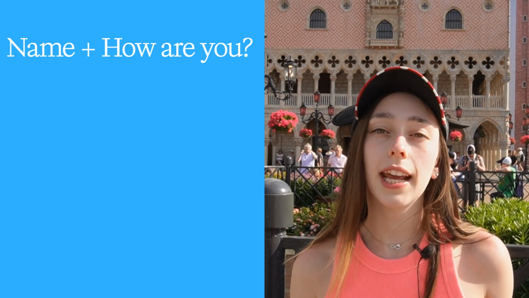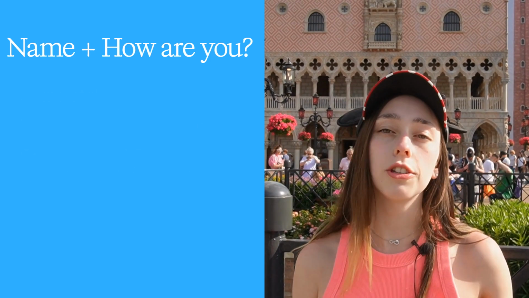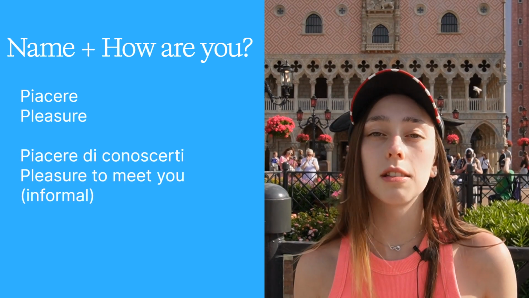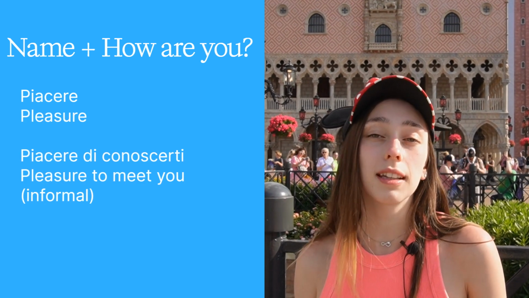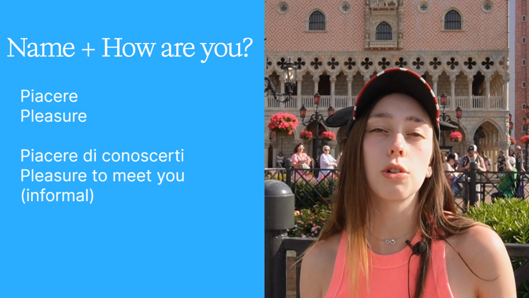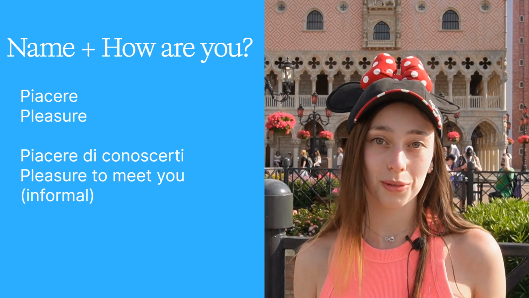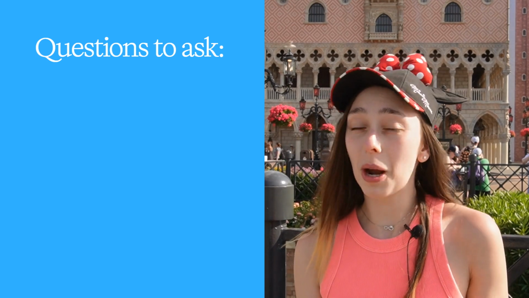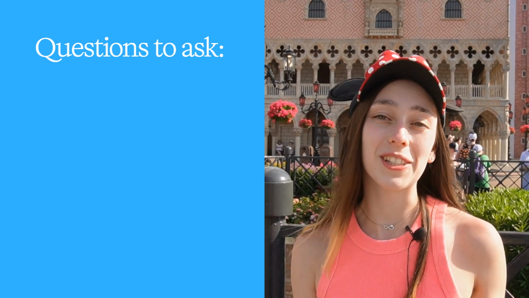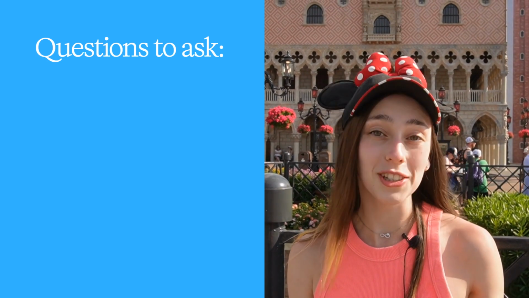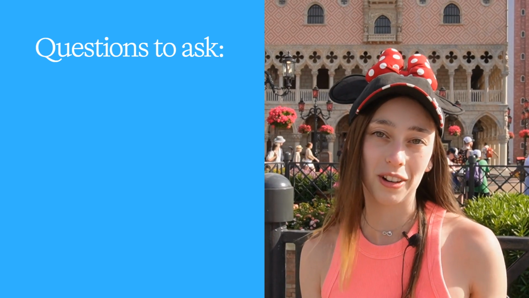So after you say your name and then ask for theirs, you could go into come stai, come sta to be formal. Or you could say something like piacere or piacere di conoscerti, which is what you would see in a textbook. It means pleasure, pleasure to meet you. At this point, the person you're talking to is probably wondering why you started a conversation with them. So there's a few questions that we could ask, and this is that third part of that formula.